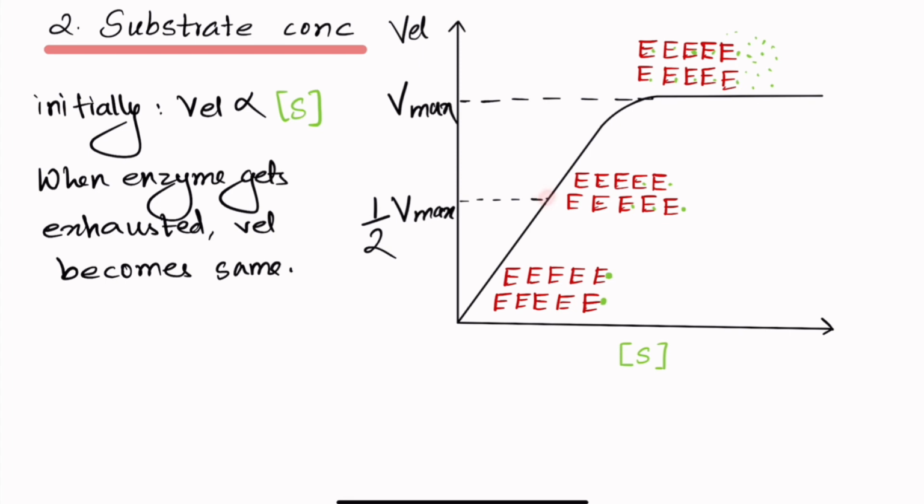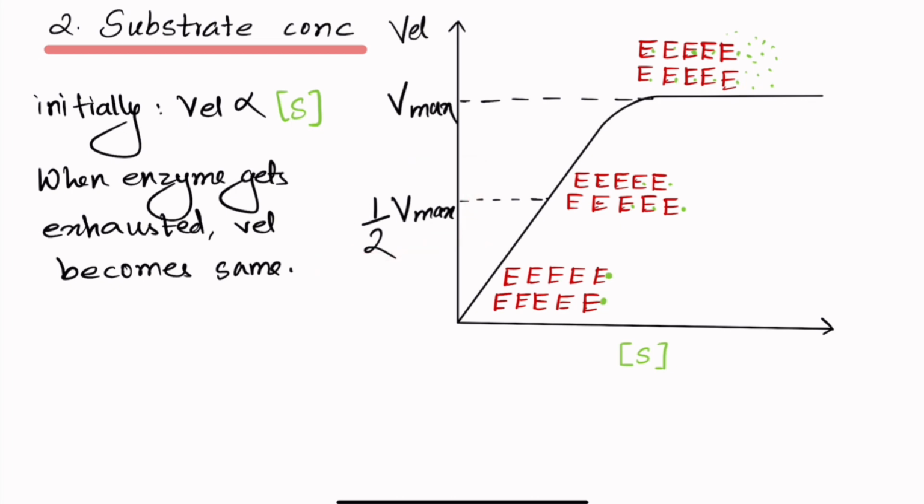A point comes where the number of substrate molecules is equal to half the number of enzyme molecules. At this particular condition, out of 10 molecules of enzyme, 5 molecules of enzyme are able to form enzyme substrate complex with the substrate molecule. Now, if we further increase the substrate concentration, the velocity further increases. At this particular point, where half the number of enzyme have been exhausted, the velocity is half the maximum velocity of the reaction.